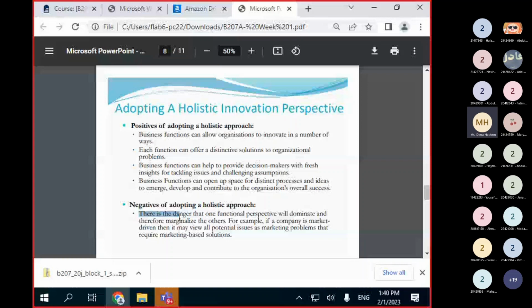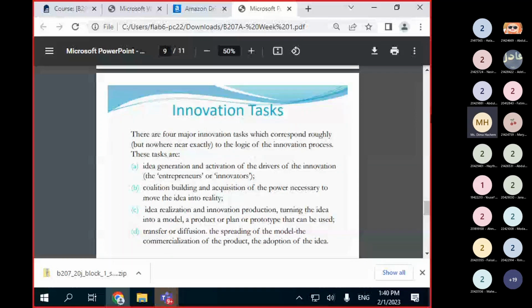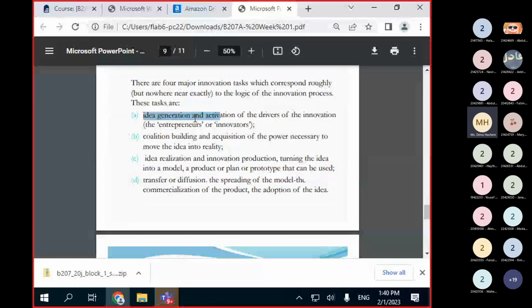Now, what are the innovation tasks? There are 4 major innovation tasks which correspond roughly to the logic of innovation. You build the idea, so you come up with a new idea. You build a coalition. What does coalition mean? A group of people who believe in your idea. So coalition, it's a group of people.